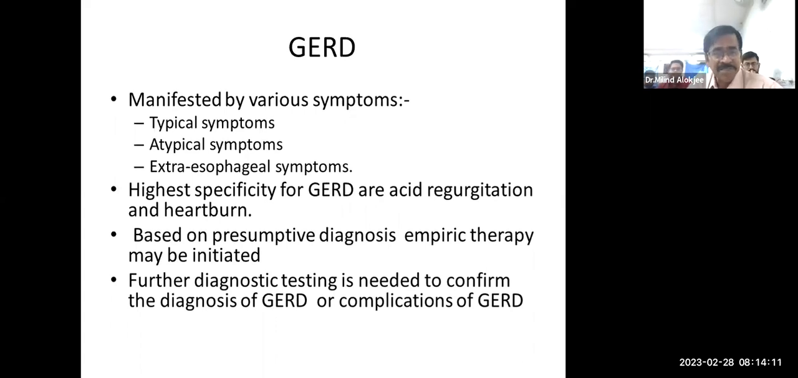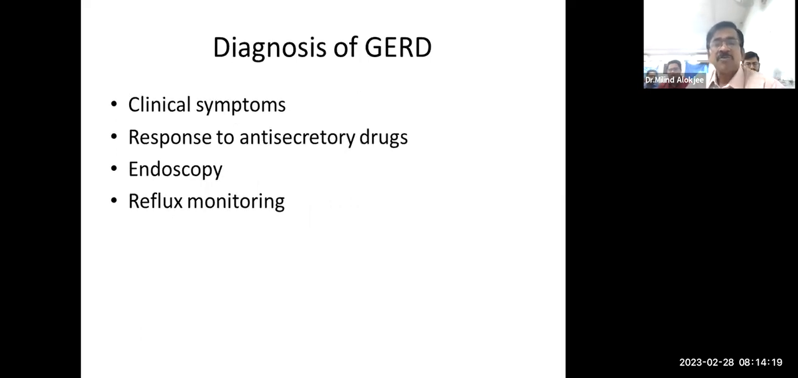for further investigations. Further diagnostic stage is needed to confirm the diagnosis of GERD or if you suspect complications of GERD. So, how is the diagnosis of GERD made? This can be made either by the classic clinical symptoms or atypical symptoms. This diagnosis can be empirically made by response of these symptoms to anti-secretory drugs. Next is endoscopy and reflux monitoring.